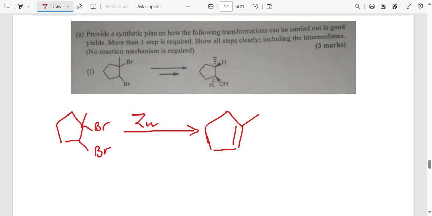People are too quiet. Say something. Are we here? Okay. So when we form the double bond, is that a hand? Is that a hand or not?